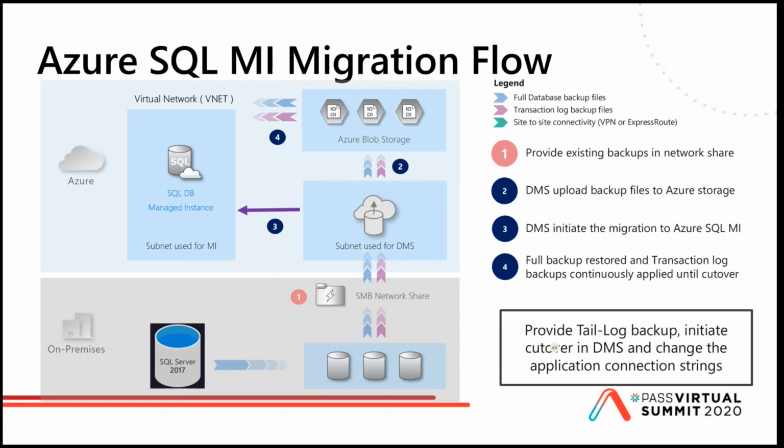Now, when you are doing the online migration, you will provide the backups, both the full backups as well as the transaction log backups. And DMS, as part of the workflow, will upload those backups into blob storage, will initiate the restore from the full backups as soon as full backups are available in the blob storage, and will continue to apply the transaction log until you initiate the cutover. So it really allows you to reduce the downtime for these migrations to a few minutes, like 10, 15 minutes, and your database would be migrated from on-premise to Azure SQL MI.